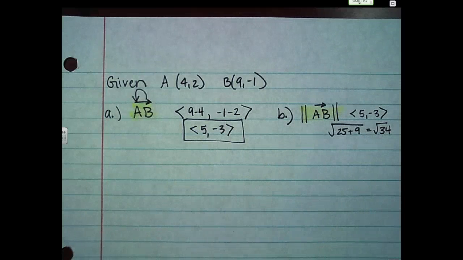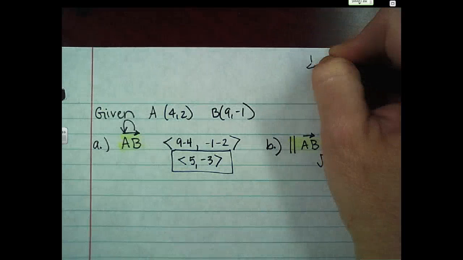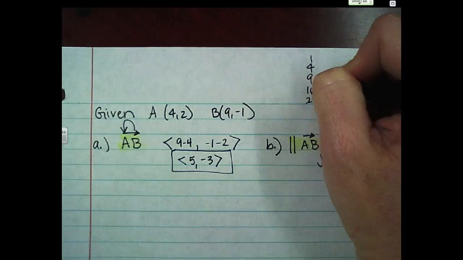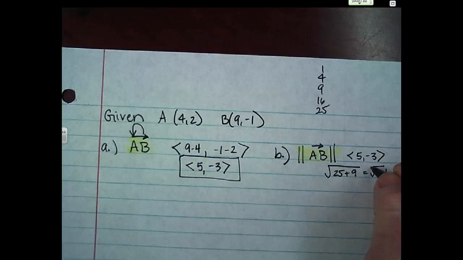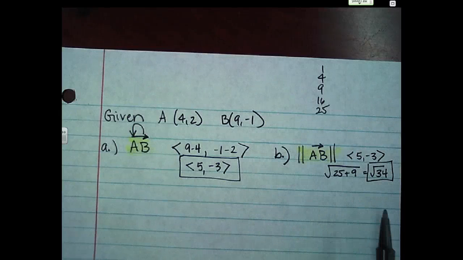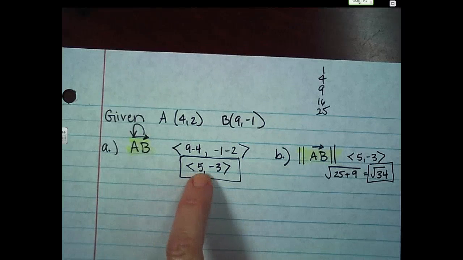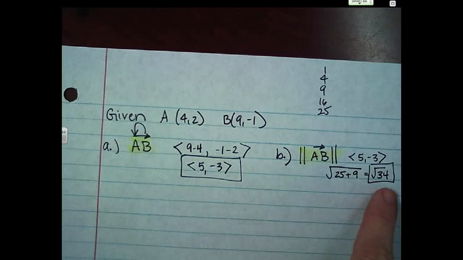Can you simplify 34? Does a perfect square fit in? You can list them again. 1, 4, 9, 16, 25. Is there a perfect square that fits evenly into it? No. So then that's it. The magnitude of vector AB is root 34. So this is what you know about AB. It traveled 5 right, 3 down, and it has a length of root 34.